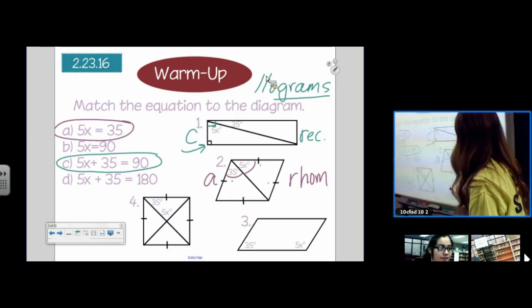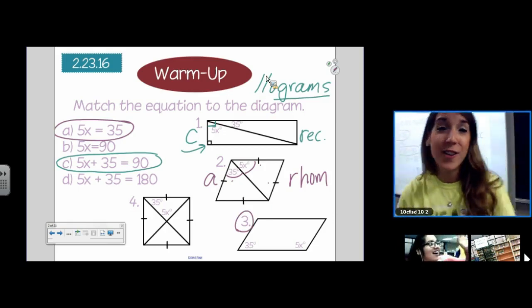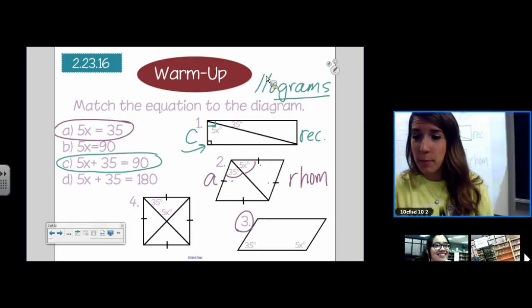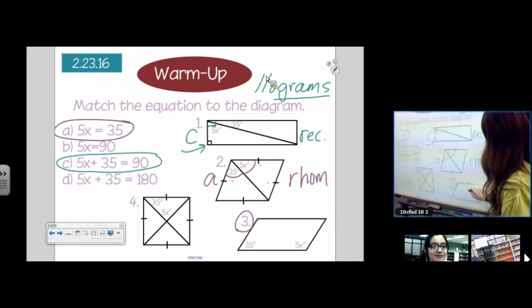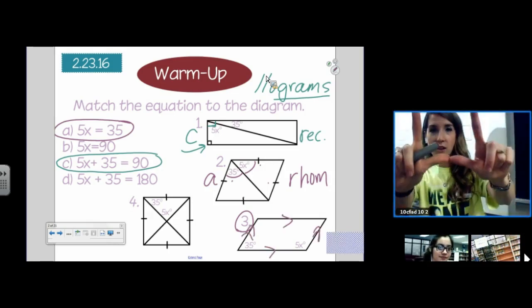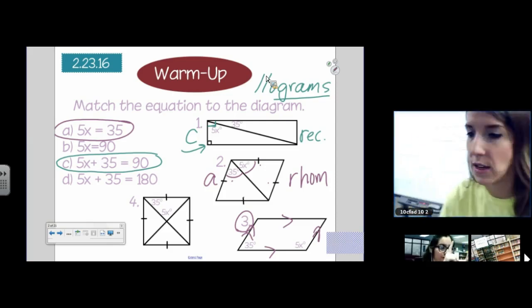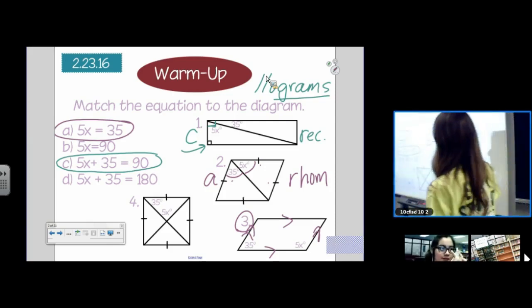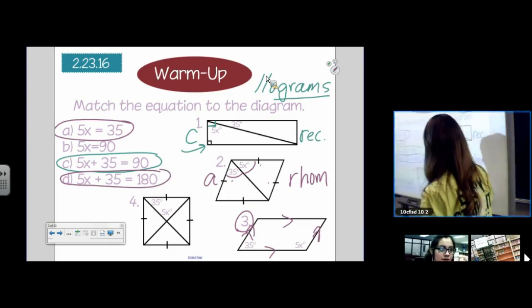Number 3. Sorry, you're not doing anything special. You're just a plain old parallelogram. And in a plain old parallelogram, we know that consecutive angles are supplementary. So 5x plus 35 equals 180. D.